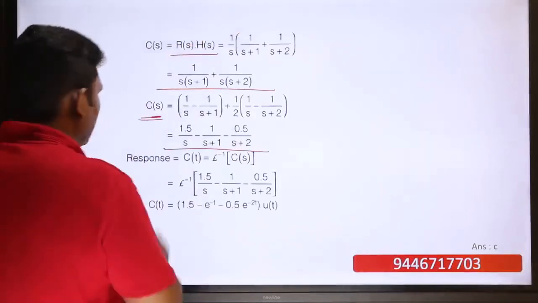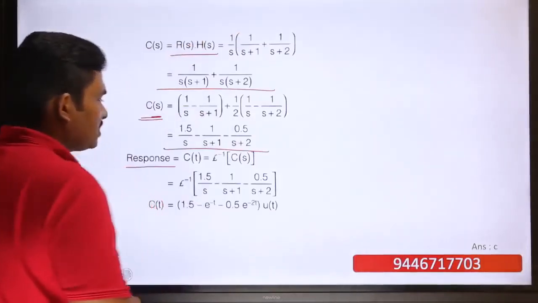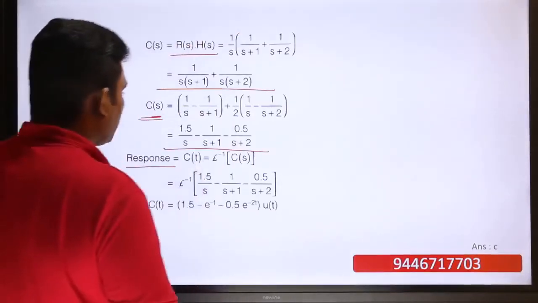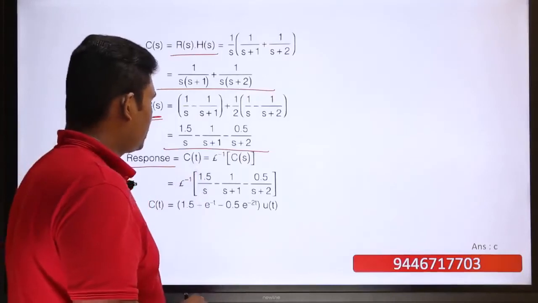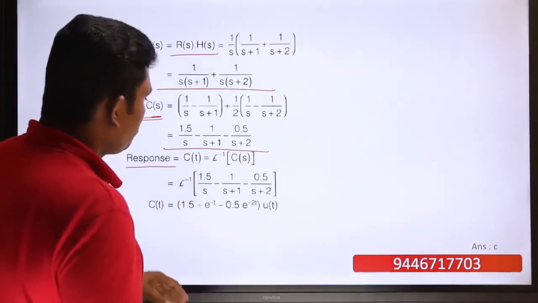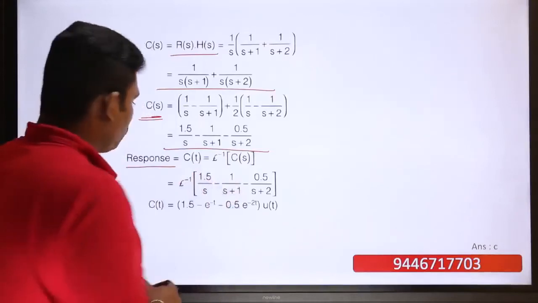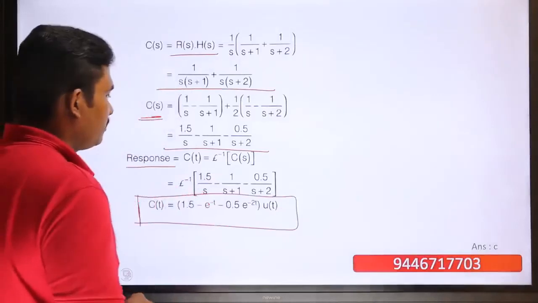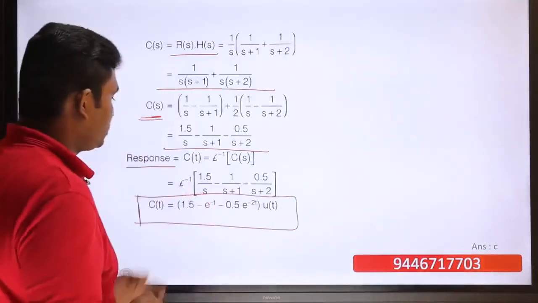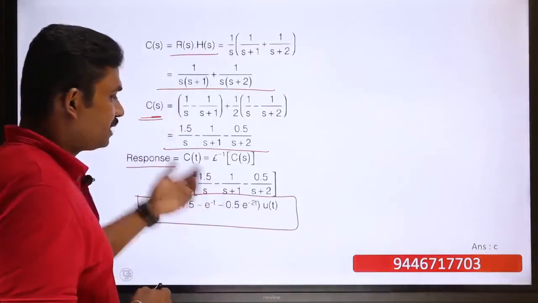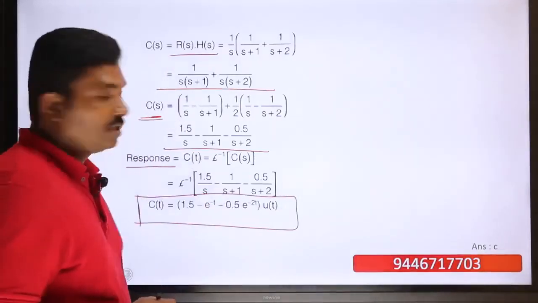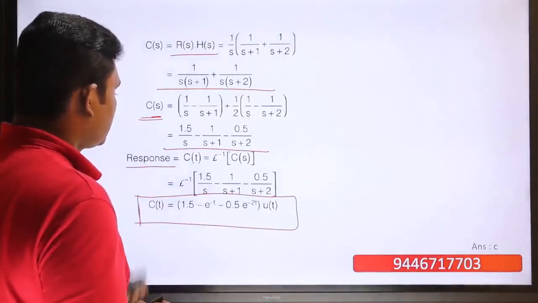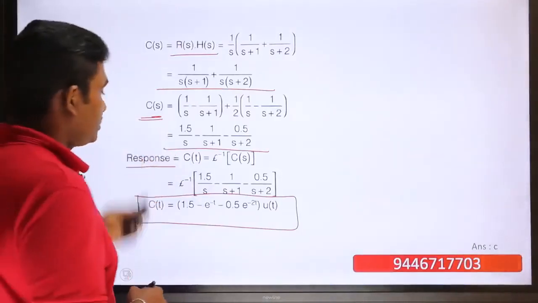Now to find out the response, you will have to find out the inverse Laplace transform of the given expression. So what is the inverse Laplace transform? The inverse Laplace transform of 1.5 divided by s minus 1 divided by s plus 1 minus 0.5 divided by s plus 2 will give you c of t as 1.5 minus e raised to minus t minus 0.5 e raised to minus 2t, u of t. So this is the net response that we are getting when the system is excited using a step input.